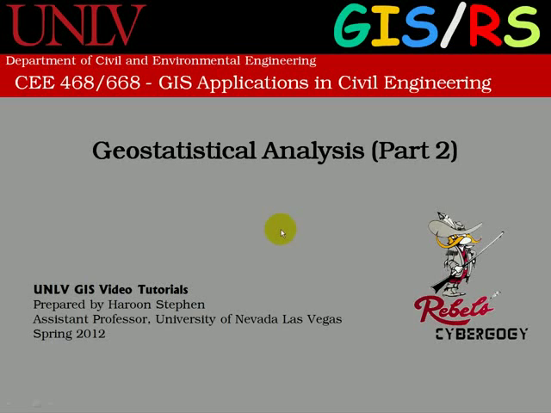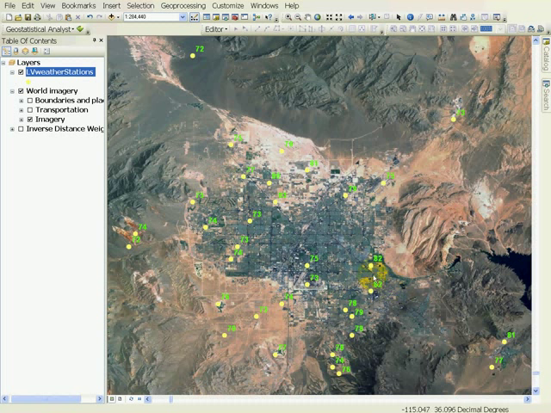This is a continuation of the previous tutorial talking about geostatistical analysis. In the previous tutorial, you brought in data from Excel, and the data was temperature data for today at different weather stations in Las Vegas Valley. And we are interested in creating the map of temperature for today using interpolation, where the data from these points will be used to find data at unknown points.